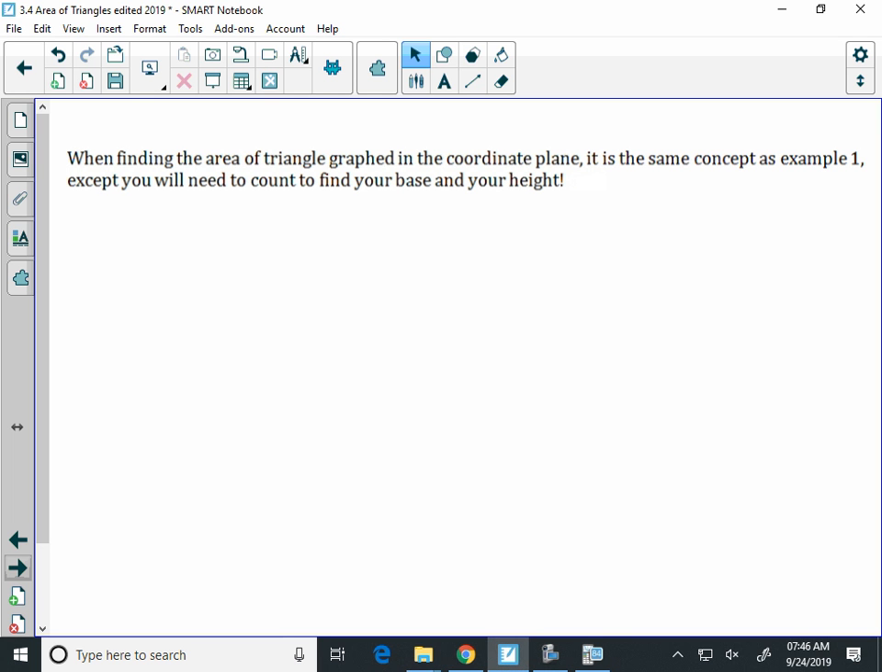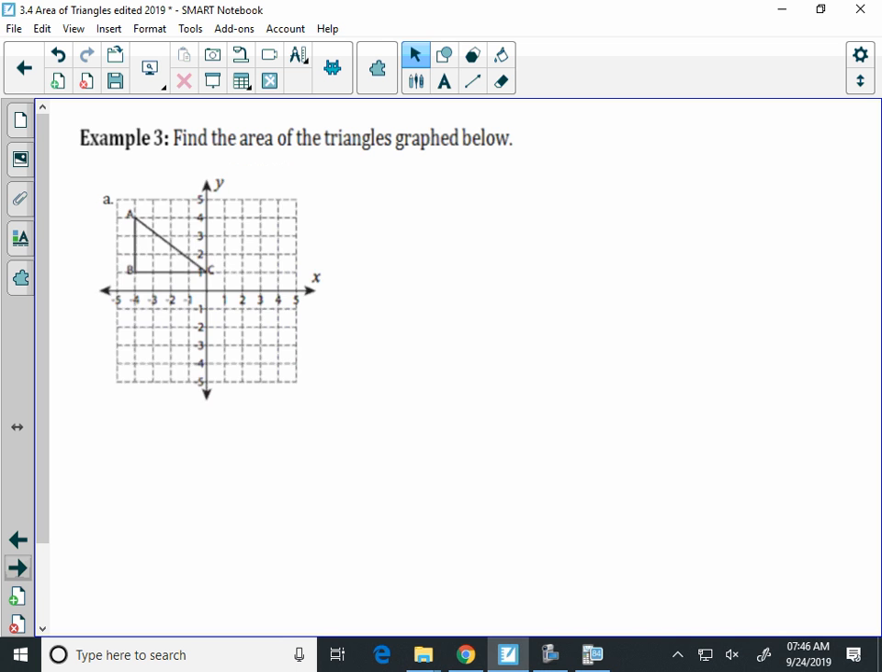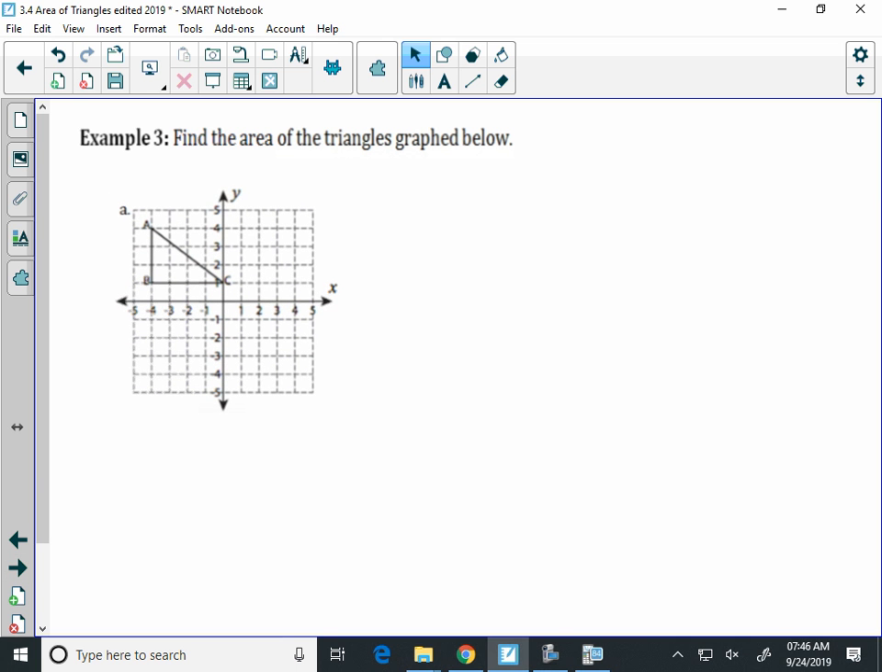Well, when you're finding the area of triangles in the coordinate plane, it's the same concept from example 1. Okay? You have to just find your base and find your height. Except it's not given to you. Okay? It's just graphed. But your height and your base, you'll realize, are nice and flat sides. So if you can count, you can easily find your base and your height. Okay? So take a look at this first example. We want to find the area of these triangles below.